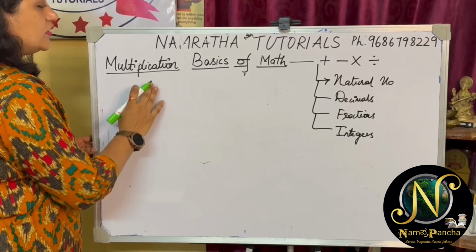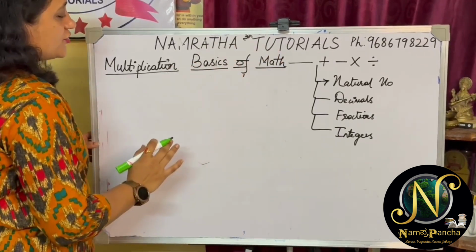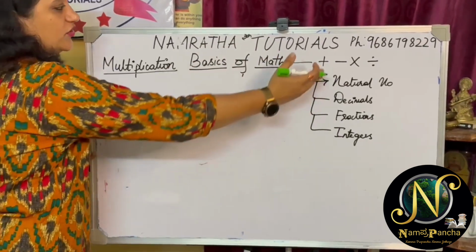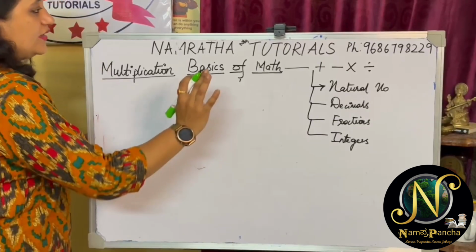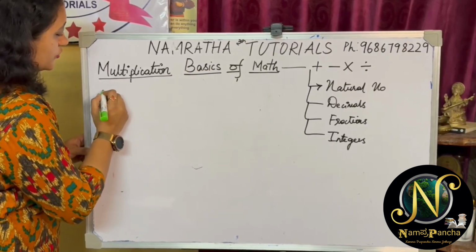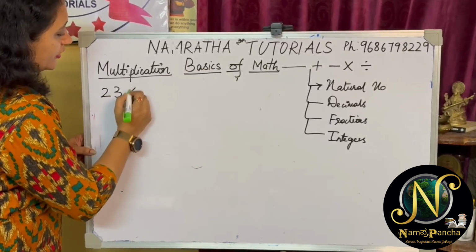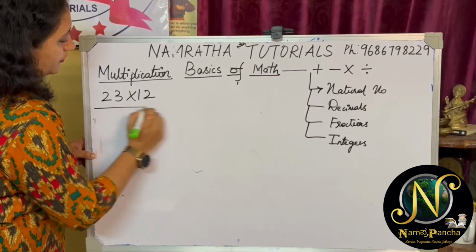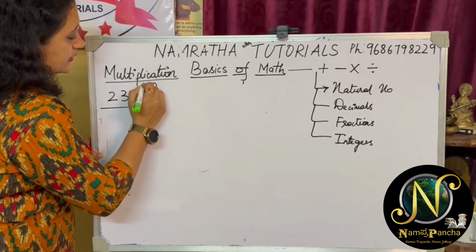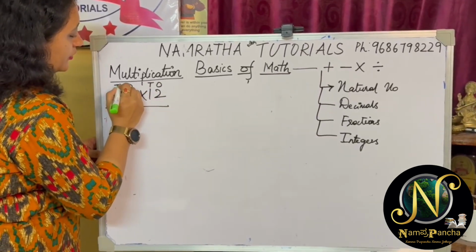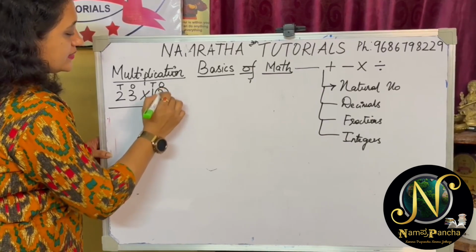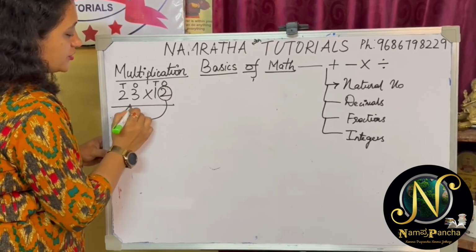So let's go to the third operation, that is multiplication. Let's perform multiplication on all the four type of numbers. First thing is natural numbers. So this is simple, 23 into 12. For example, if I have to perform, here also ones and tens place is very important. So with the ones place, I have to perform the full operation first.